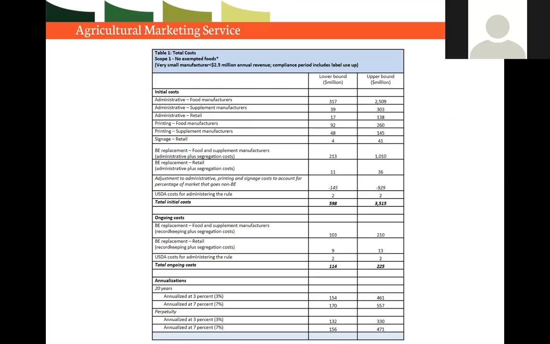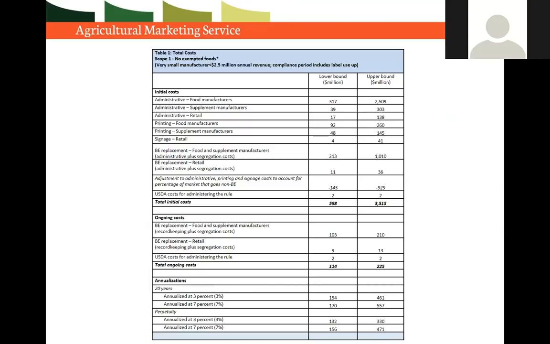USDA estimates that the cost of the proposed NBFDS would range from $600 million to $3.5 billion for the initial year, with ongoing annual costs of between $114 million and $225 million. The annualized costs would be $132 million to $330 million at a 3% discount rate and $156 million to $471 million at a 7% discount rate. This can be found in Table 1.